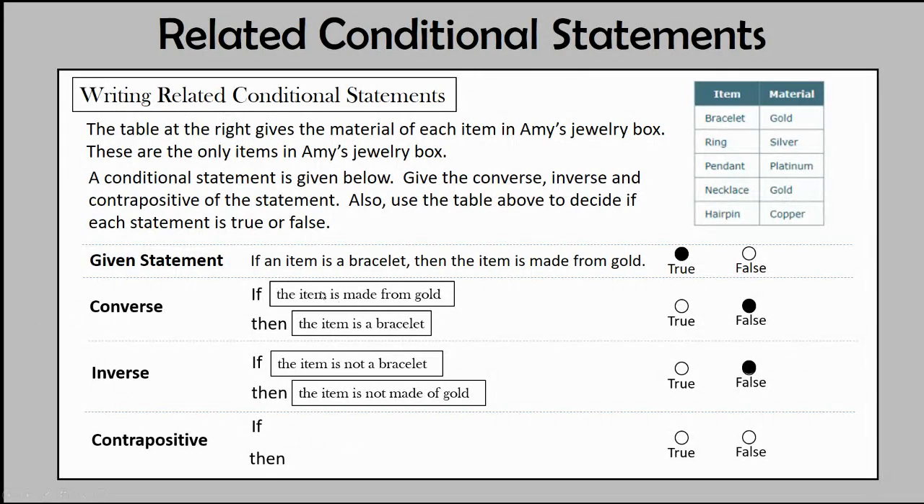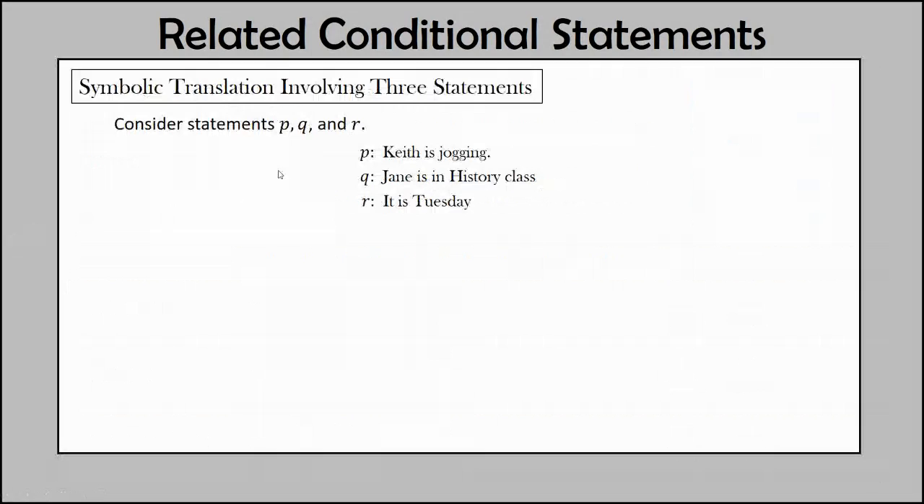Contrapositive, right? We're going to do the negation of the converse. So if the item is not made of gold, then the item is not a bracelet. So if it's not made of gold, that means it's silver, platinum, or copper, and none of those are bracelets. So that's true. Okay. So there's how we can write these conditionals and determine true or false, and we have to be given something here to work from.